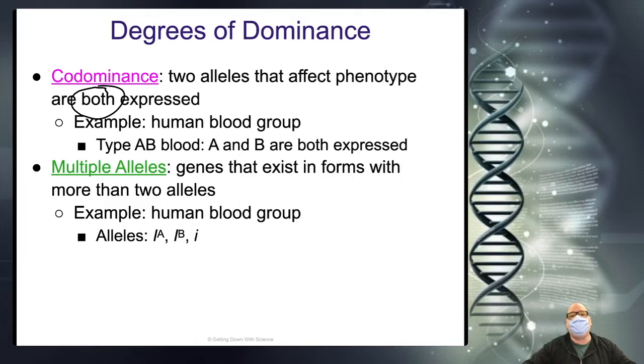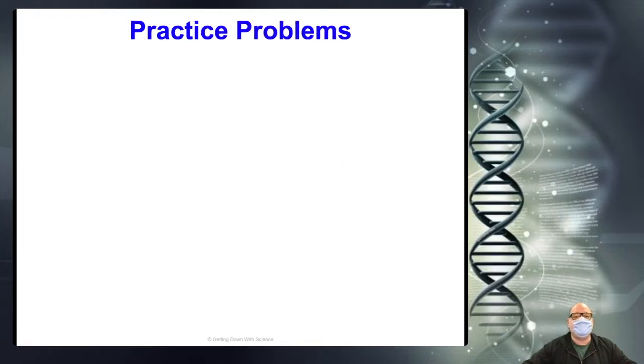The alleles are, that's supposed to be a capital letter I, and you can have the little A and B attached to it, or the recessive trait is i. If your parents are AB, there's different ways that can work out. Let's take a look here. Let's do a quick practice problem.